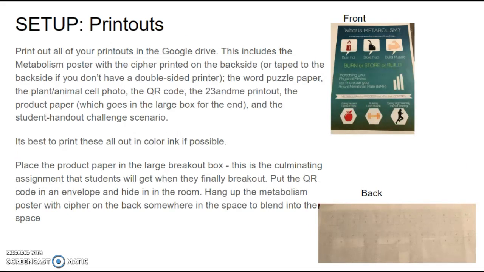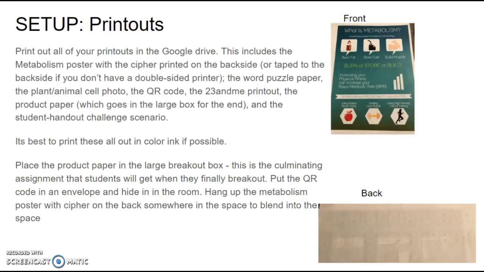I guess I have this after the fact, but all the printouts that you're going to have to print out are in the Google Drive, like I said. They're going to be the metabolism poster, and you're going to want to print the cipher on the back side of it because you don't want the cipher to be too obvious. So I usually hang up the metabolism poster, and students have to know they have to take it down to turn it around. You'll have to print the word puzzle paper, the plant and animal cell photo, the QR code, which leads to a fake book account that is very self-explanatory, the 23andMe printout, and the product paper, which is going to go in a large box at the end, as well as the student handout challenge scenario. I would print these all out in color so they look very nice.